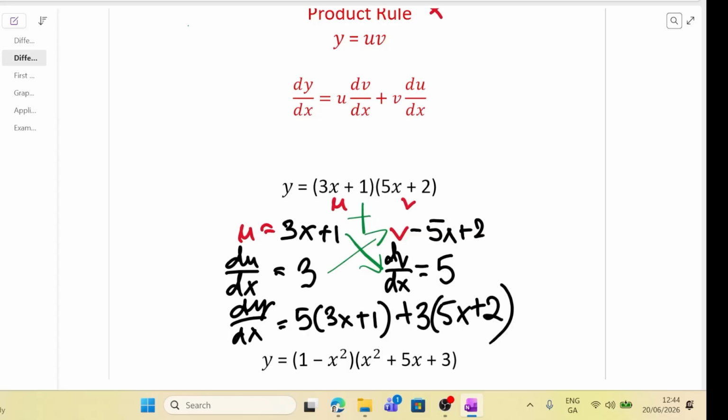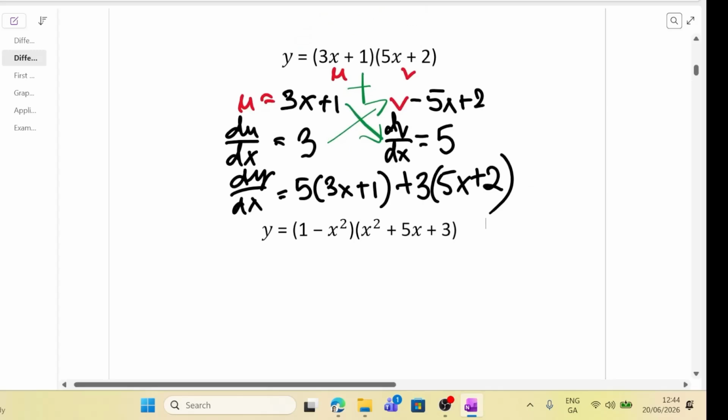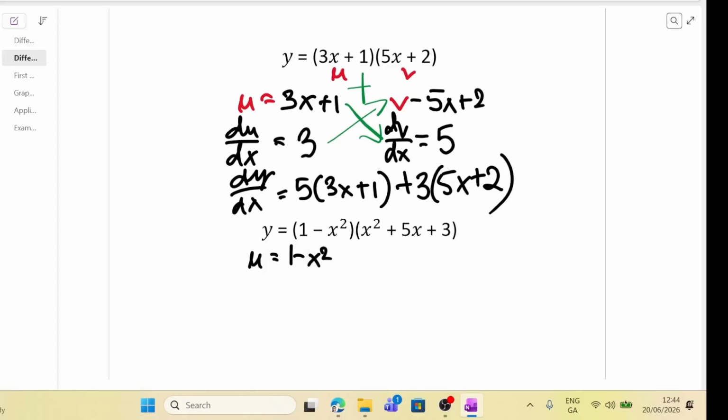And then, of course, we multiply out the brackets and add like terms. As you can see, I don't have enough space here, so I'm going to leave it like that. For the next one, the same thing. I'm going to call the u and v first. So my u will be the first bracket, and that is 1 minus x squared. The second is my v, so x squared plus 5x plus 3.